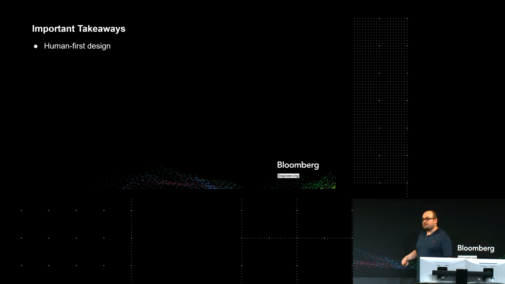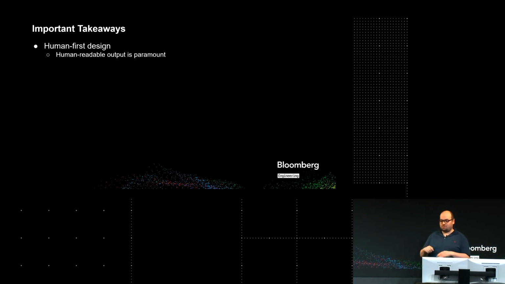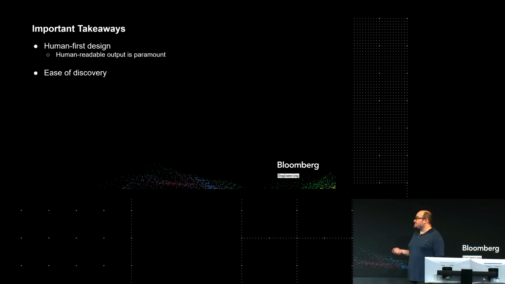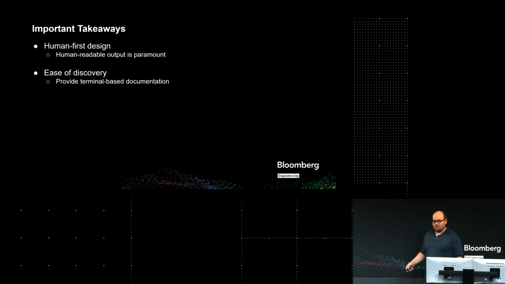So the big thing is you want to have human-first design. It should be human-readable output. That is like the most important thing. You can have computer-readable output later. That's fine. But you want to make sure that if a human's going to be using it, a human should be able to read the output. There should also be a good ease of discovery. So if someone's using this application, they should be able to figure their way around. So have terminal-based documentation. You're familiar with man pages, but also just being able to say help and get something that can actually help you out. And to have a consistency across programs.